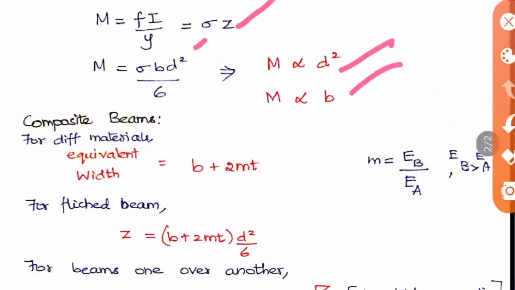Both points are very important, because they will be asking based on the depth how the moment is differing. The options will be square of the depth or cube of the depth, like that they'll be asking. So these two points are very important.